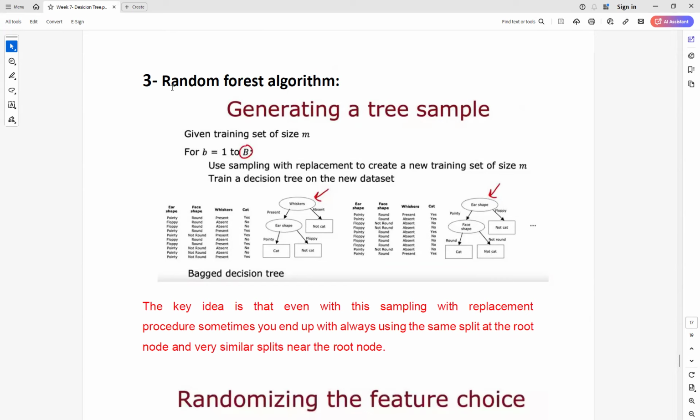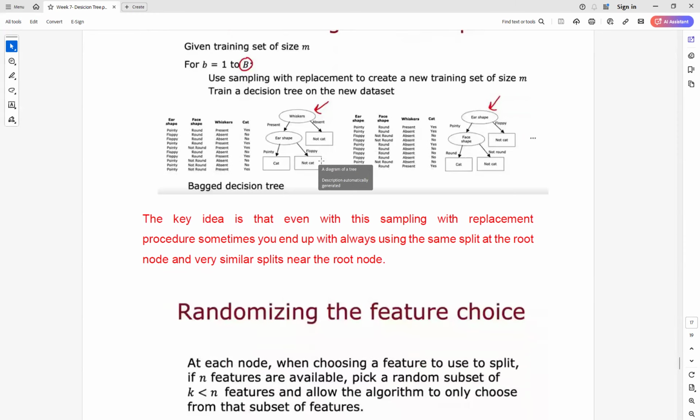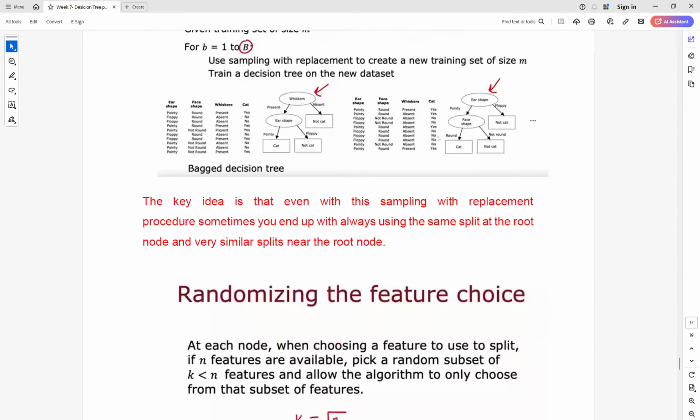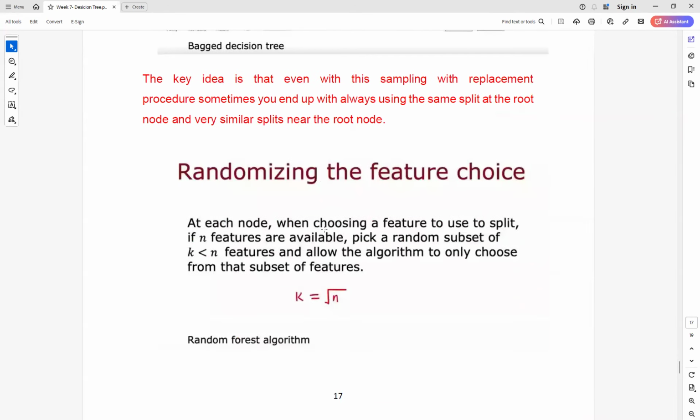To address this issue, the machine learning practitioners introduced the random forest algorithm, and they said there's a solution to differentiate the decision trees and make them different from each other. And the solution is randomizing the feature choice. At each node, when choosing a feature to use to split, if n features are available, pick a random subset of k less than n features and allow the algorithm to only choose from that subset of features.